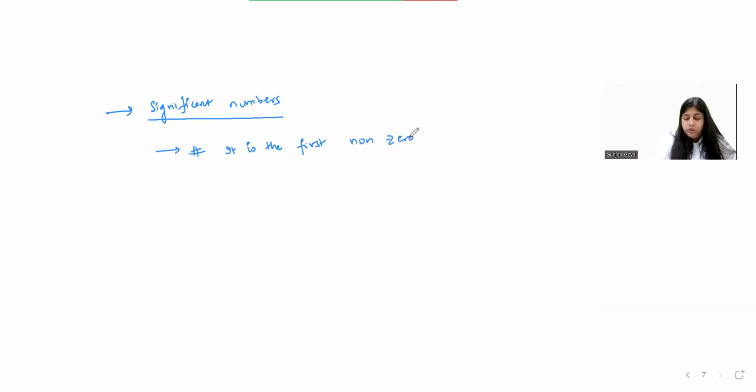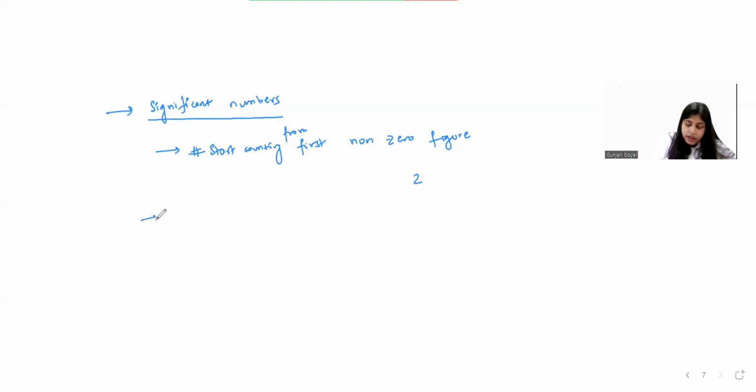Okay, moving on to significant numbers. Now, what do I mean by significant numbers? The major important thing about significant numbers is that you start counting from the first non-zero figure. So if it is said in the question to two significant figures, it should be two significant figures only. That means two figures which should be significant in my answers.